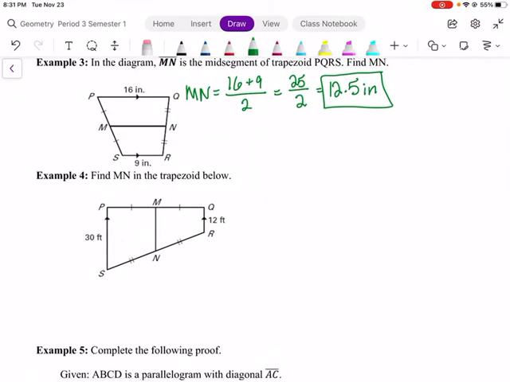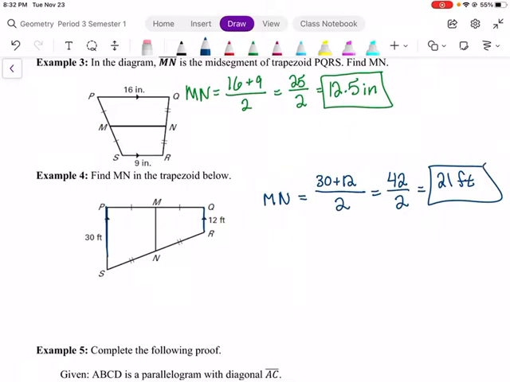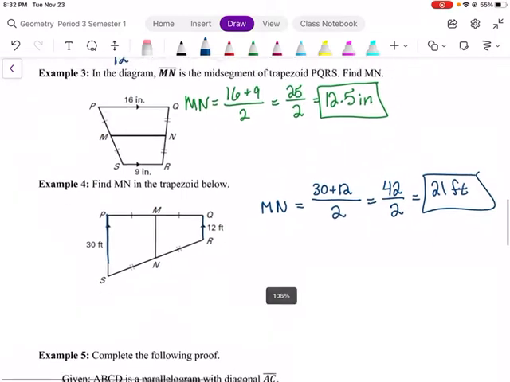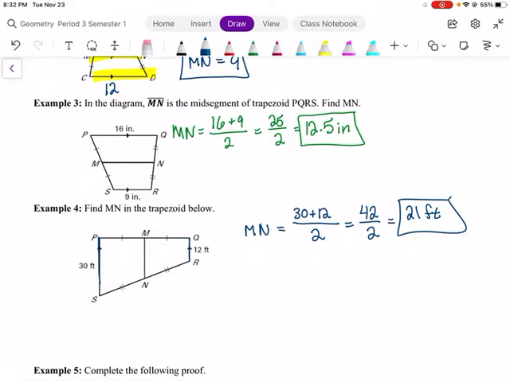Okay. And again, if you didn't get that one right, try pausing it and then do the next one on your own to see if you can do this one. So again, we're finding the mid-segment MN, and it doesn't matter if our trapezoid is turned sideways. These are still our bases because they are the lines that are parallel to each other. So to find MN, we would have added 30 plus 12 all over 2, which would give us 42 divided by 2. And our final answer would be 21 feet. And that is what we would do for the mid-segment theorem.